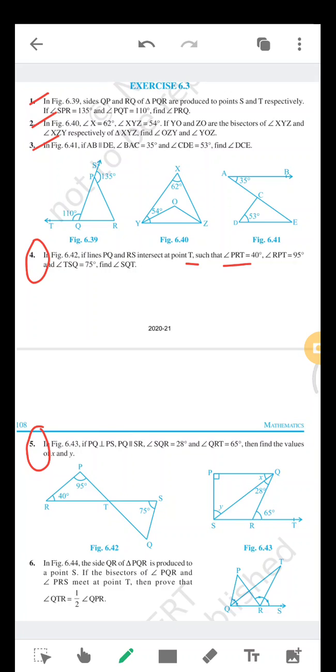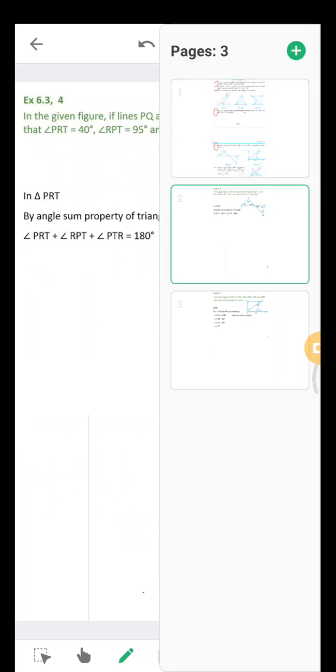They meet at point T such that PRT is given. How much is PRT given to us? 40 degrees. So you can see here PRT is 40 degrees and angle RPT is given to us as 95 degrees. Just look at the figure. PRT and RPT, these two angles are given. TSQ is also given, is how much? 75 degrees. You can see TSQ is equal to 75. So these three angles are given. We need to find SQT. Which angle do we have to find? We have to find angle SQT. So what can we do in this? Let's have a look at the solution of this question.